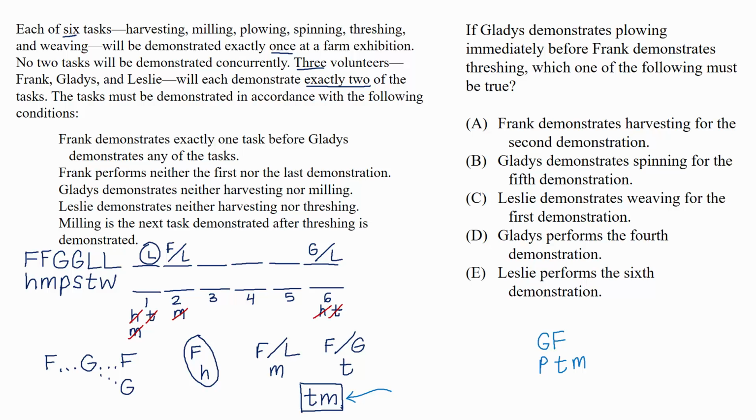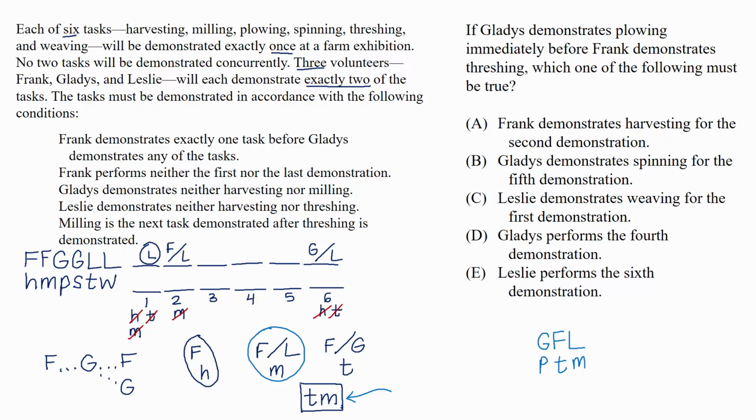Well, what do we know about milling and who demonstrates milling? Rule 3 tells us that Gladys can't do milling, so it has to be Frank or Leslie. But we just determined that Frank's tasks are already set. So in this question, Leslie does the milling. So far, we've accounted for half of the tasks here, and they're all in this group.